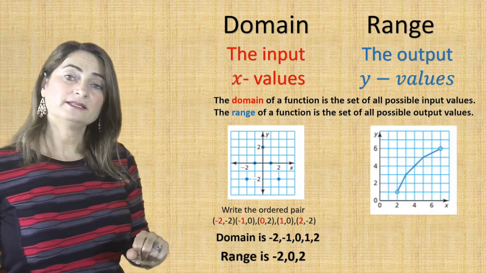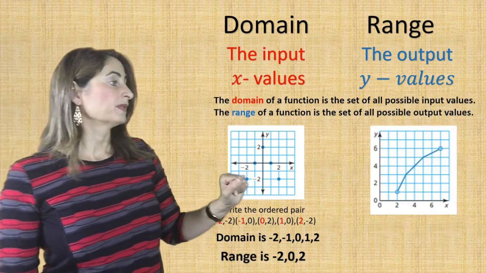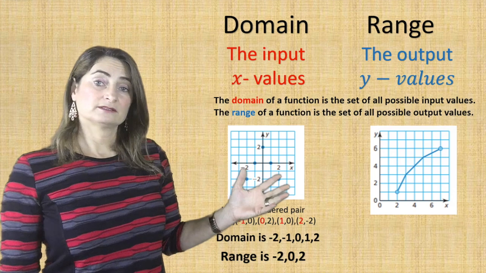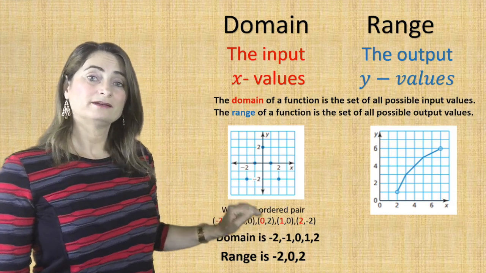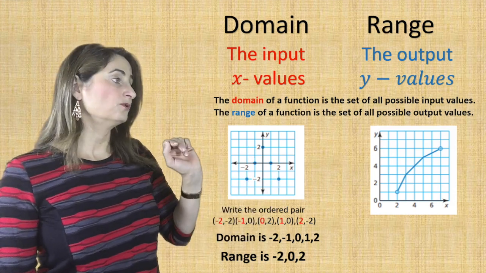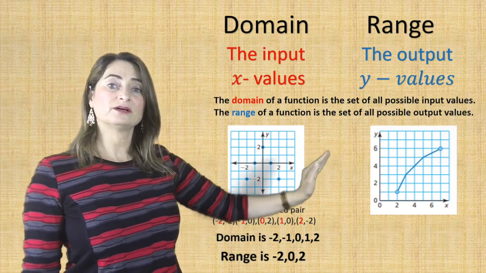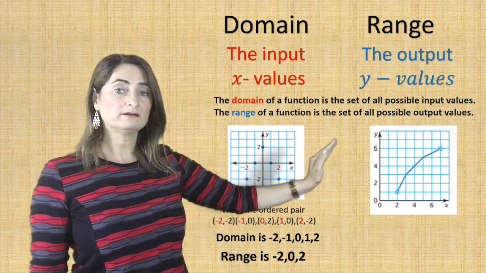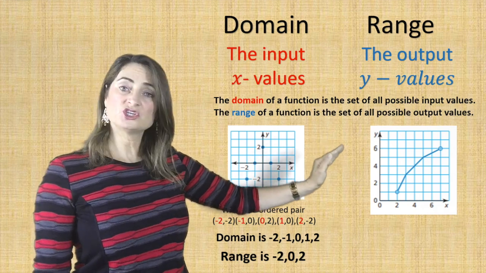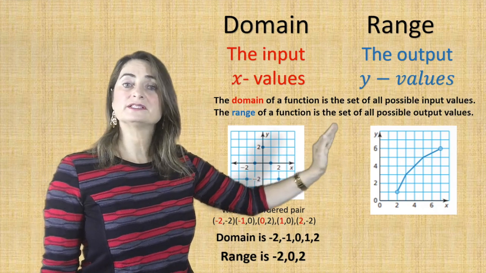Now let's look at the second graph right here. There are no dots. So it's not just one number. It's not just integers. Because it's continuous, that means all the numbers in the domain and the range, not just 2, 4, 5, 6, 7, it's everything in between.